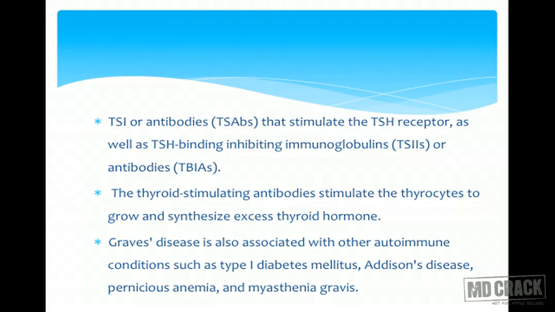These are called TSIs, thyroid stimulating autoantibodies, and these are the main factors. Thyroid stimulating antibodies stimulate the thyrocytes to grow and synthesize excess thyroid hormone. Graves' disease is also associated with other autoimmune conditions such as type 1 diabetes mellitus, Addison's disease, pernicious anemia, and myasthenia gravis. These conditions should be remembered because they may be associated with Graves' disease.